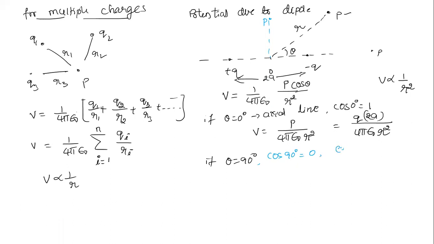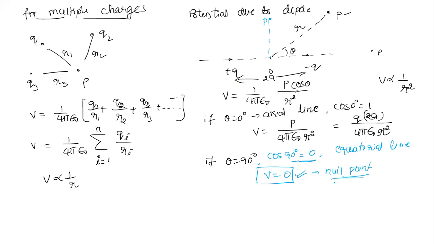This is what we call equatorial line. On equatorial line, put the value of theta equal to 90 degree. Cos 90 degree will become what now? 0. Then potential V becomes what now? 0. So I can say that the potential on the equatorial line anywhere due to a dipole is always 0. 0 potential point or null point, you can say.